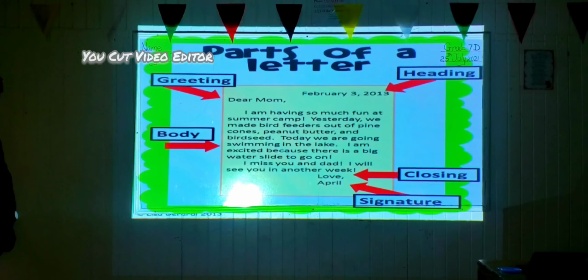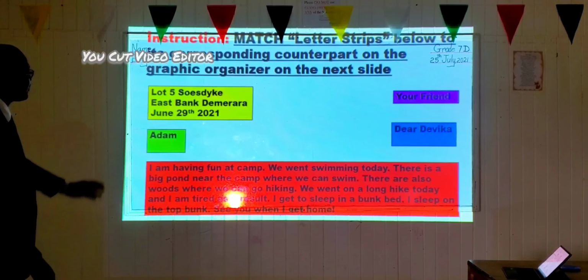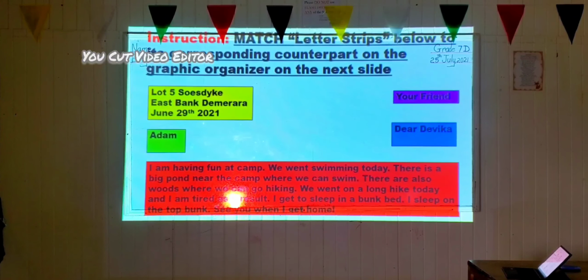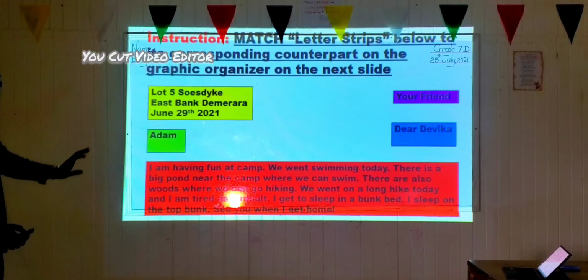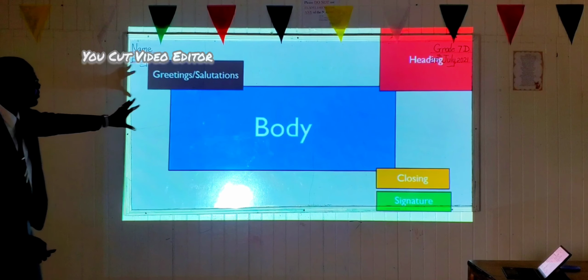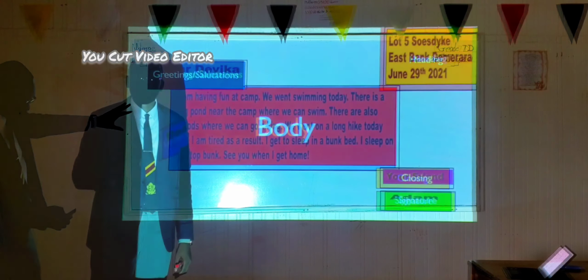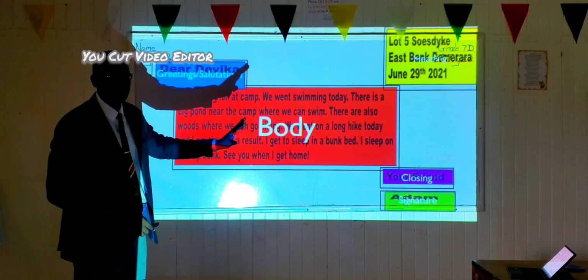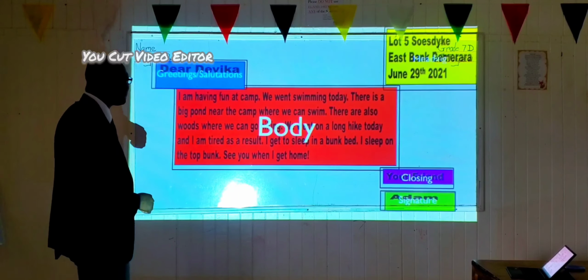So now that you've learned about all of the parts of the friendly letter, I would like for you to work this activity. The activity that you'll be working on is this one that you see here, and it asks you to match the letter strips below to its corresponding counterpart on the graphic organizer on the next slide. Meaning that you need to take all of these parts and correctly place them on the correct sections here. Cindy decided to share her completed work with us. So let's see if she completed this activity correctly.